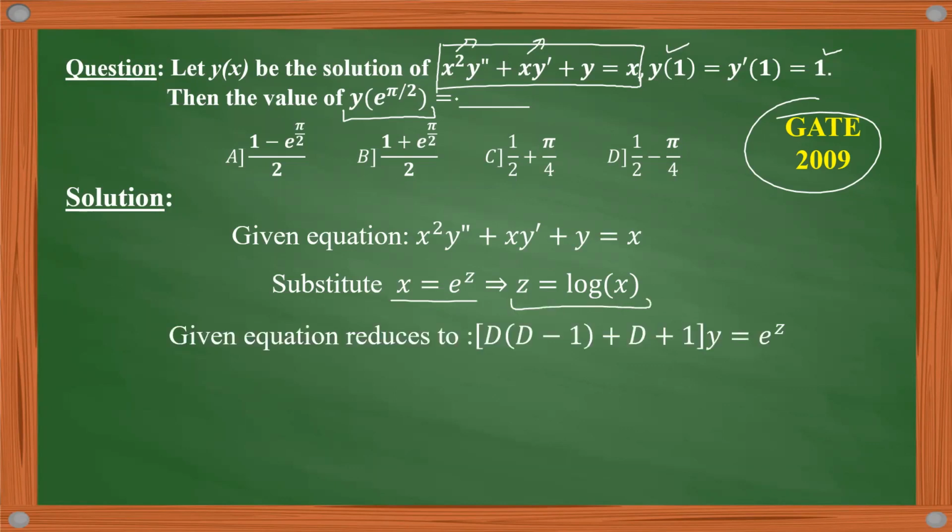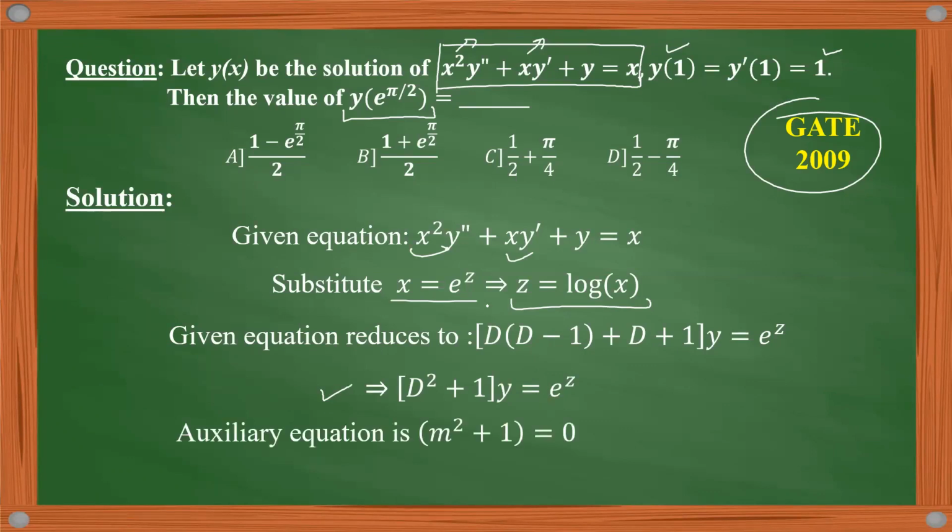Now just rewrite our given equation. This term will be D into (D minus 1), x will be replaced by D, and here it is plus 1 into y is equal to e raised to z. Simplifying this equation, it will be (D square plus 1) into y is equal to e raised to z. Now we need to find its complementary function first, and then the particular integral.